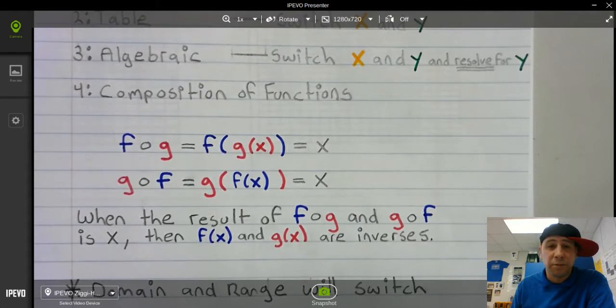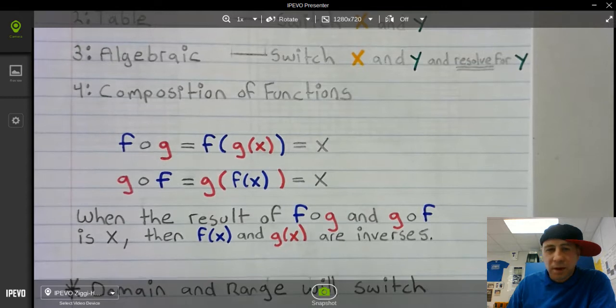Which could be fun. All right, so we know that when f of g of x is equal to x and g of f of x is equal to x, then they're inverses. So when the result of f of g and g of f is x, then f of x and g of x are inverses. Okay, so pause the video and update that.